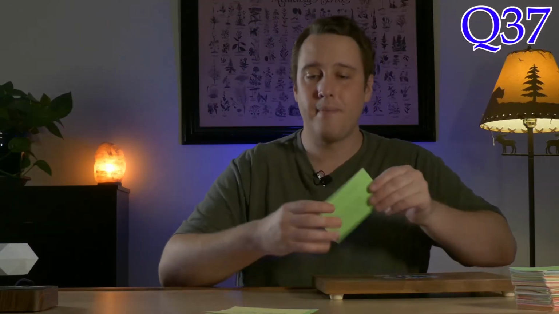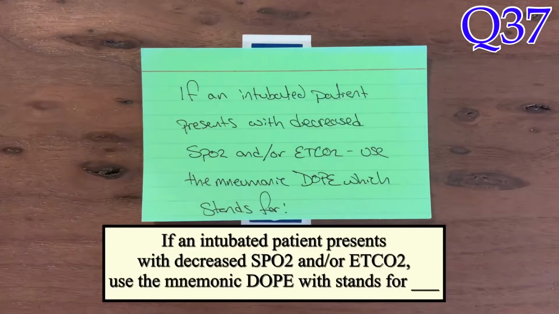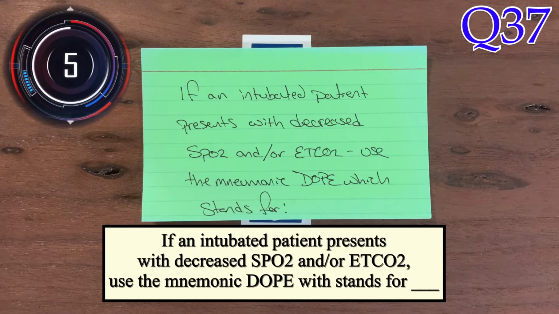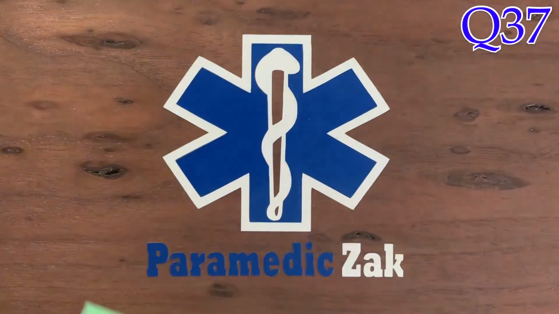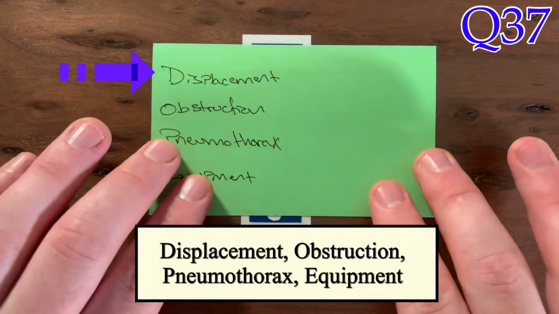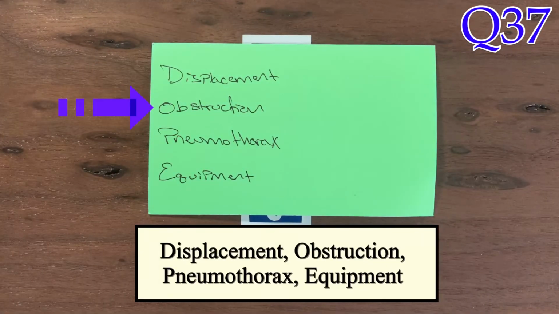Question 37. If an intubated patient presents with decreased SpO2 and/or end-tidal CO2, use the mnemonic DOPE, which stands for blank. DOPE stands for displacement, such as of the endotracheal tube, obstruction, such as a foreign body, a pneumothorax, and equipment failure. So make sure you're checking your intubated patient's DOPE whenever you see a decreased SpO2 or end-tidal CO2.